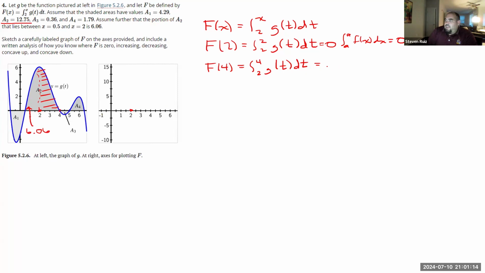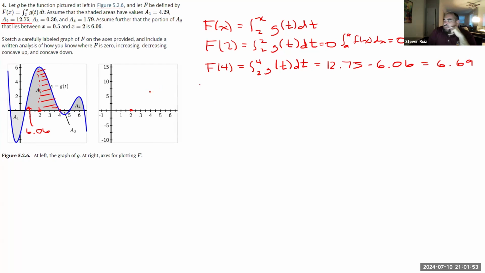Because of that, we can say that the value of this integral is 12.75 minus 6.06, which comes out to 6.69. Okay, that was a lot of me talking. So what did we just find? We found another value for this function f: at x equals 4, the value of this function is 6.69. So let's put a point there.